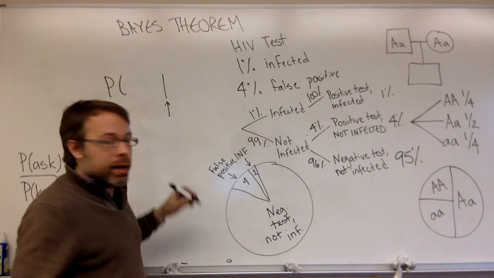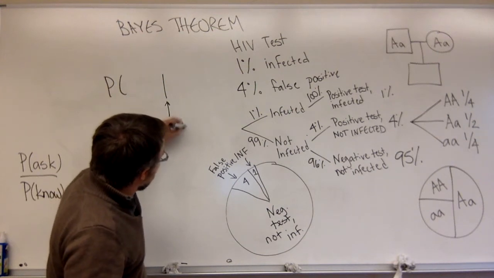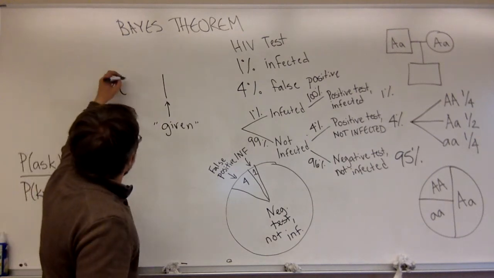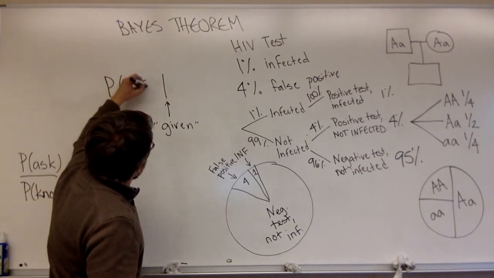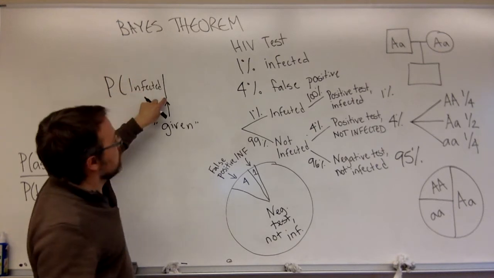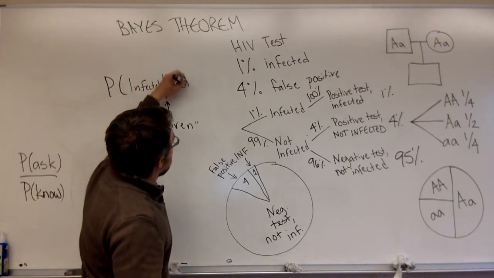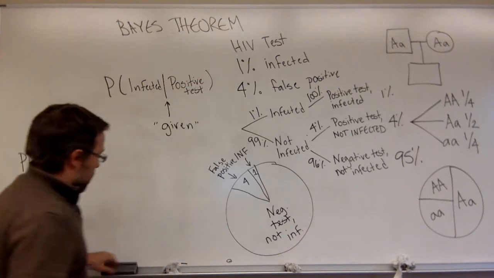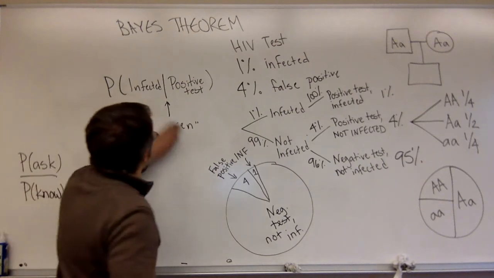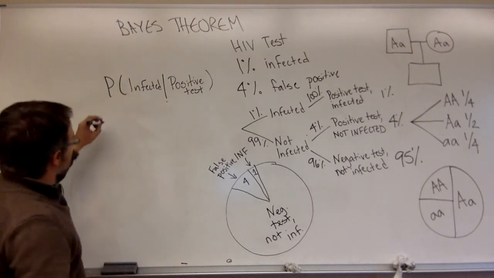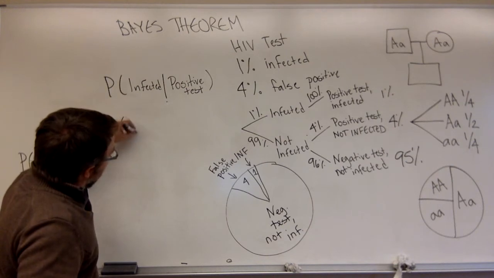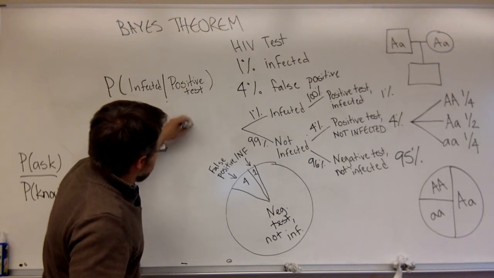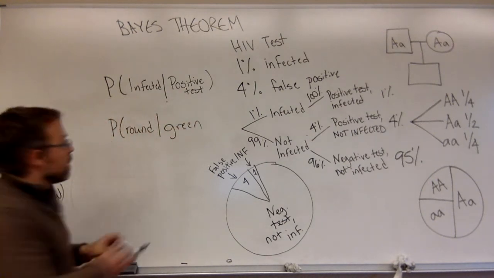And so we're going to use this bar, this vertical bar, and what this means is "given." And so that means that we can simply write something like this. What's the probability that we are infected given that we have a positive test? Going back to our urn example, we could have said, what's the probability that the object is round given that it's green?